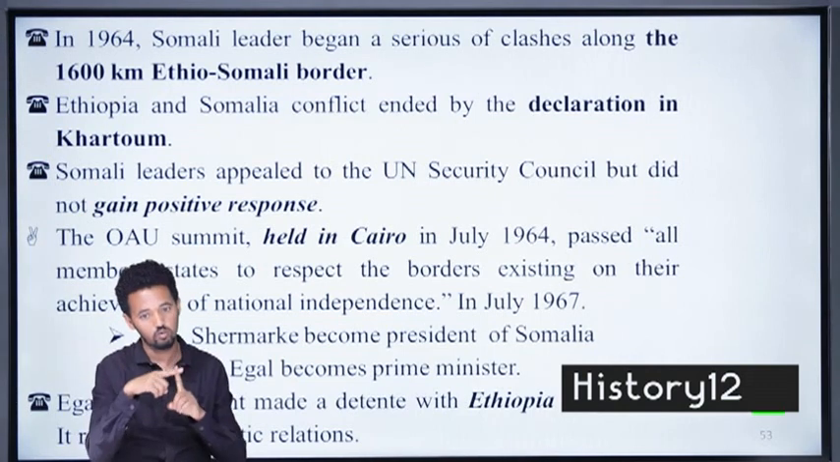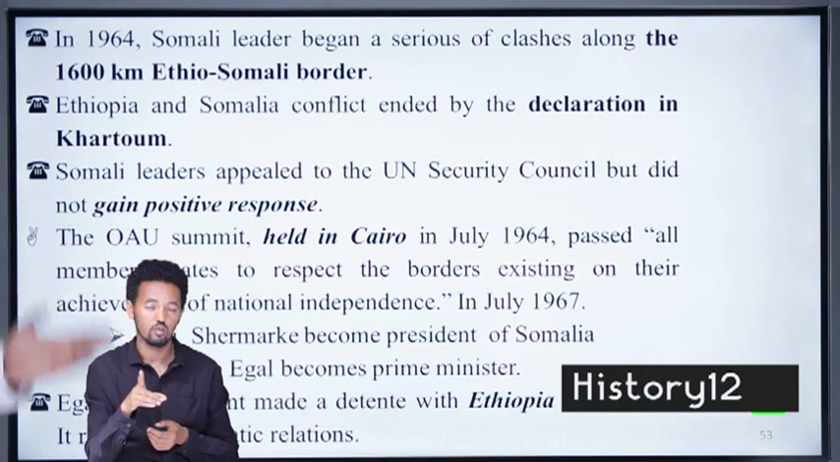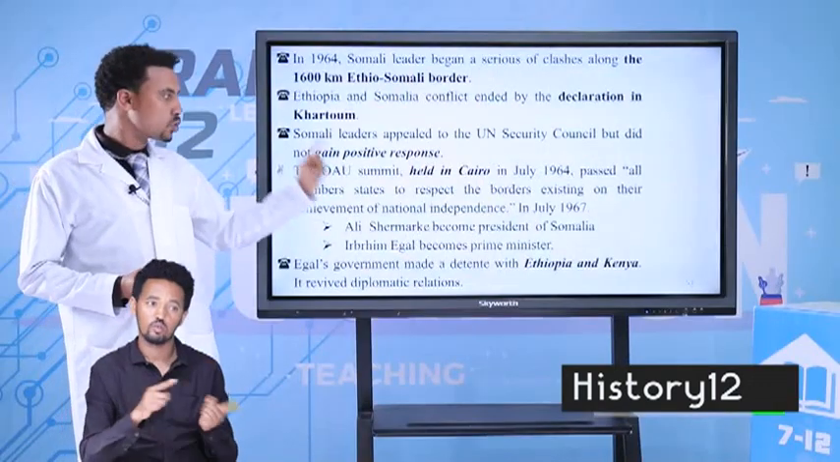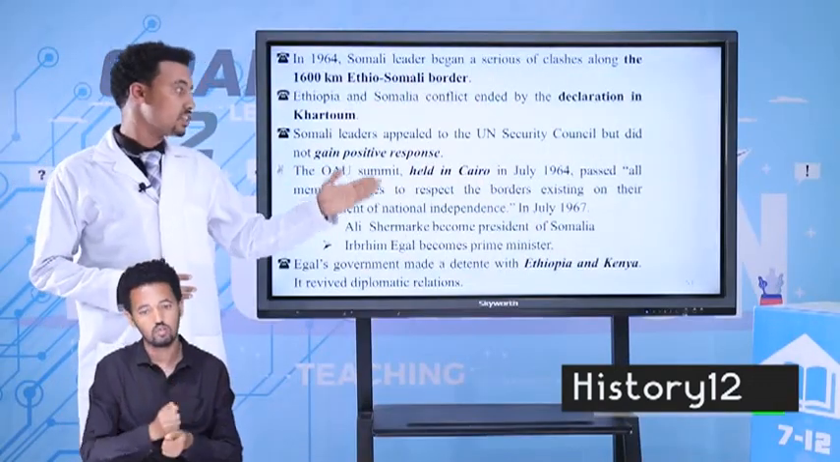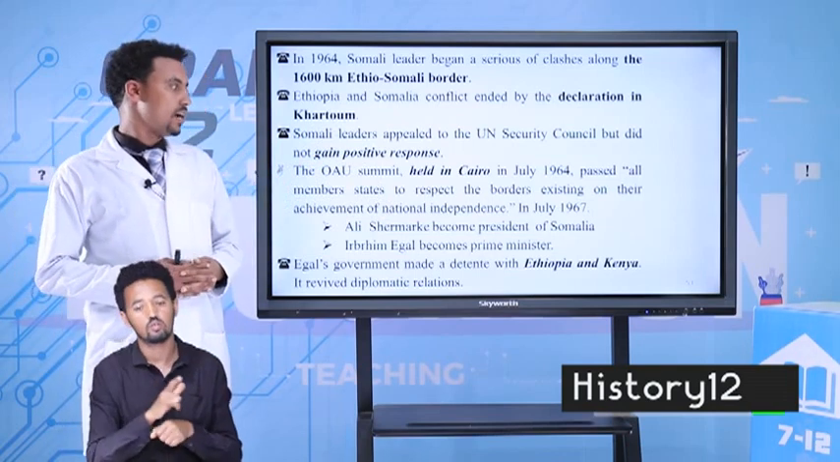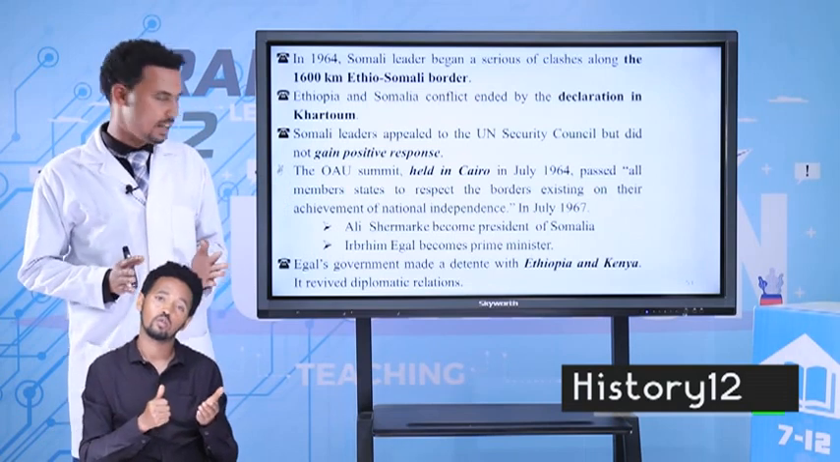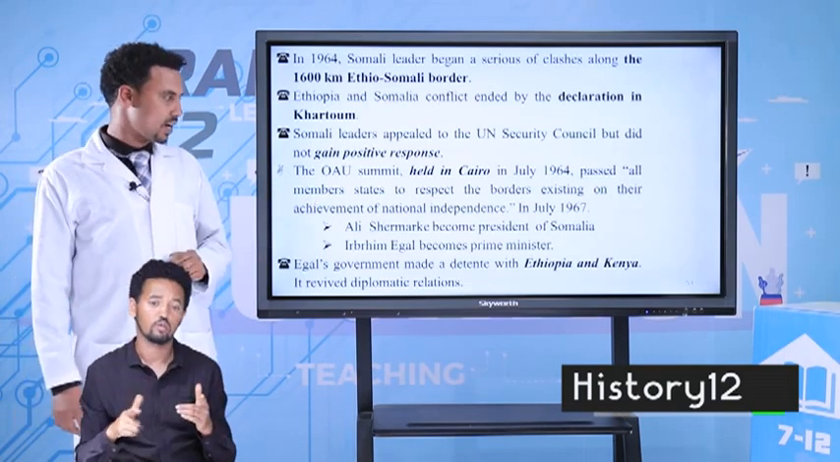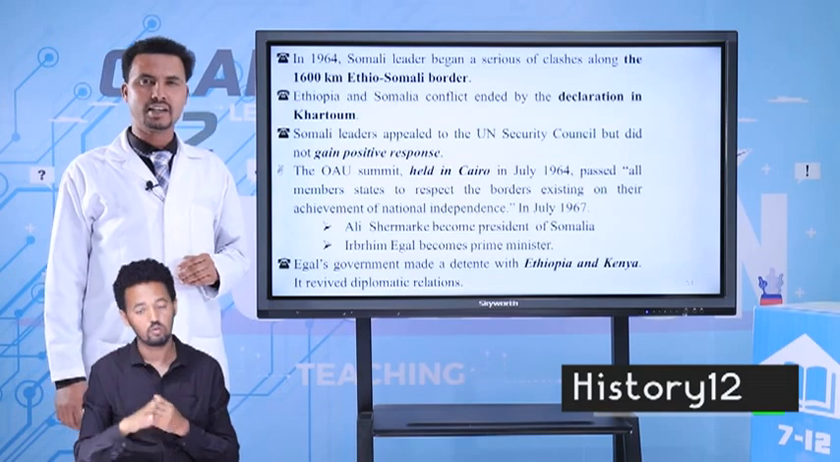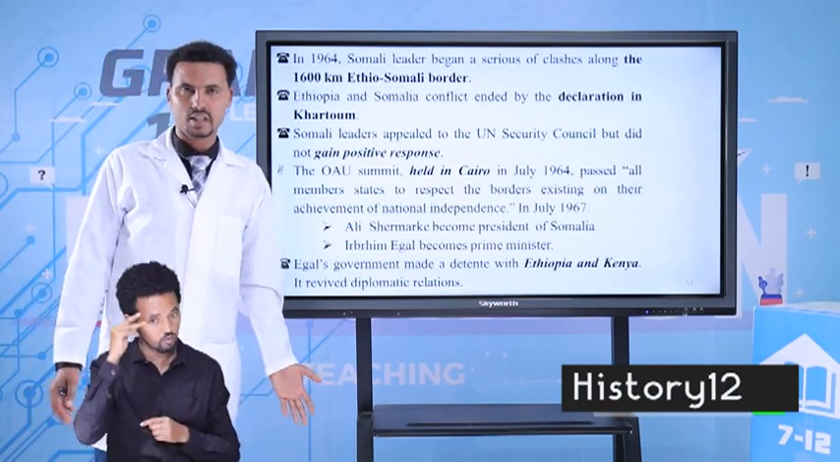Then the OAU summit held in Cairo in July 1964 called on all member states to respect the borders existing at the achievement of their national independence. But in July 1967, in Somalia, Ali Sharmarke became president of Somalia. Ibrahim Igal became prime minister.